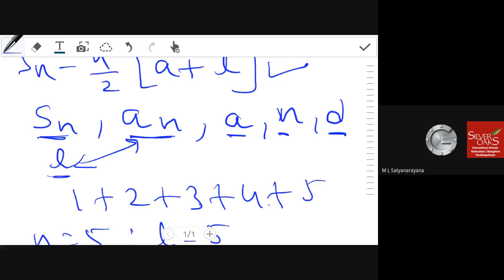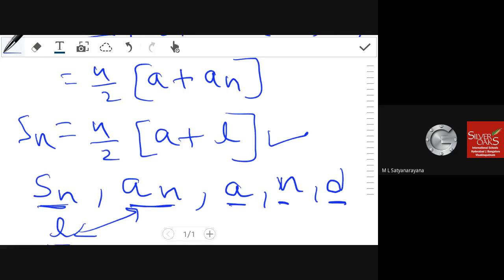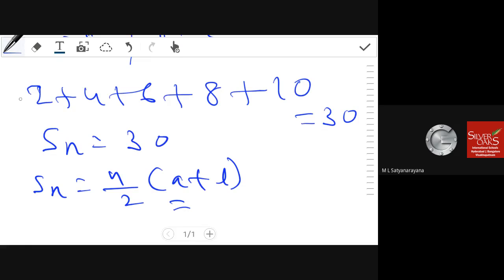You see here, there are two formulas I gave you. This is one formula, the basic formula. But I'm applying only n by 2 into a plus l. Why am I applying a plus l? Because we have the first and the last term.